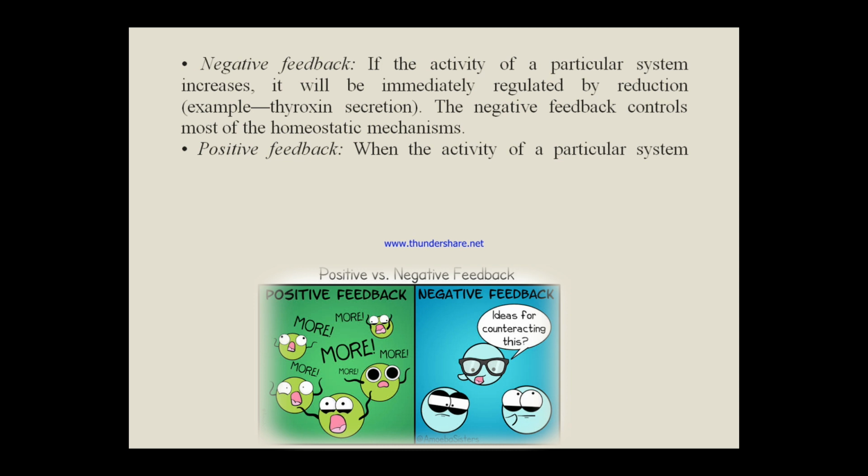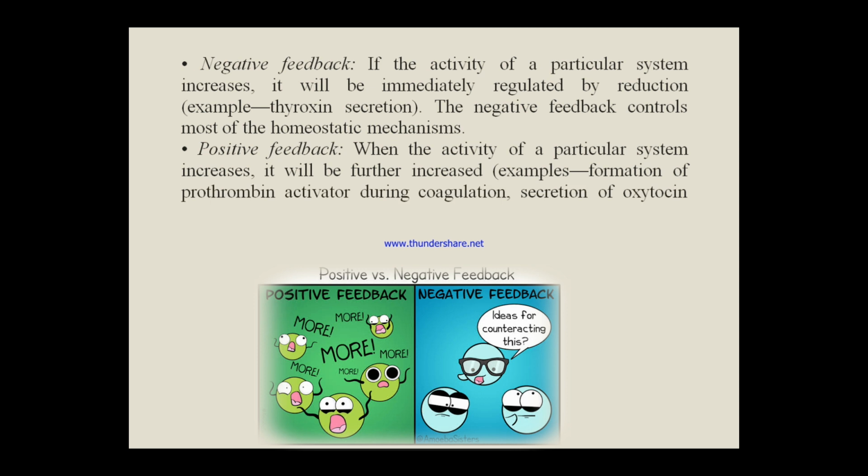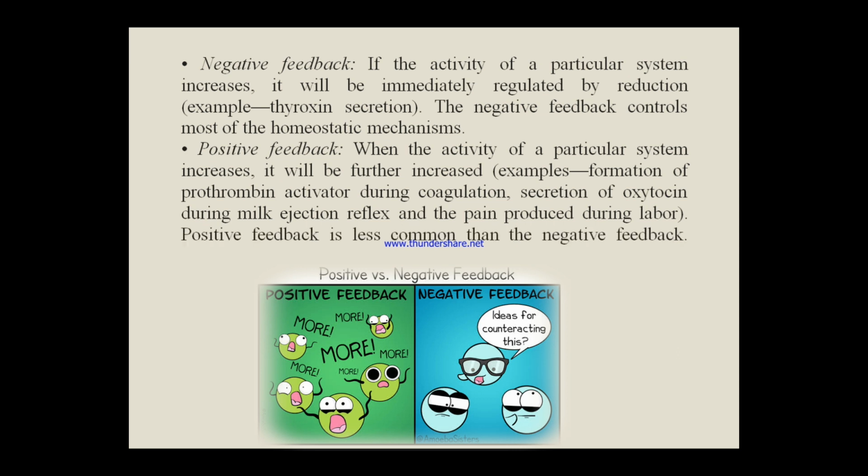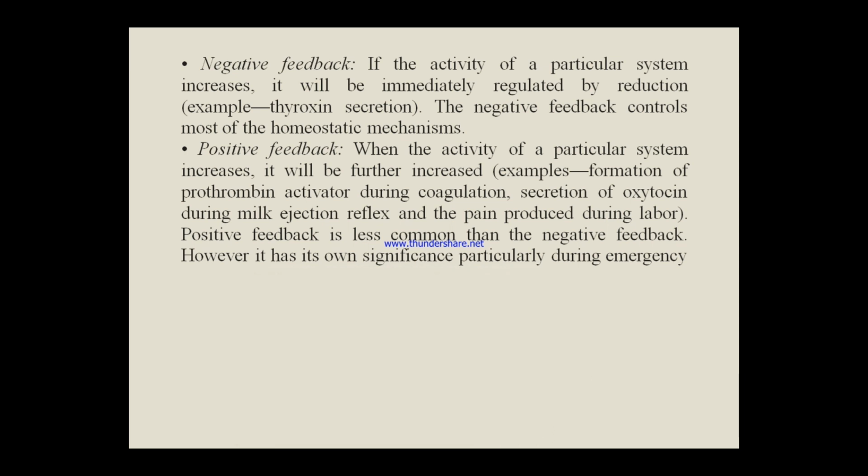Second is positive feedback. When the activity of a particular system increases, it will be further increased. Example, formation of prothrombin activator during coagulation, secretion of oxytocin during milk ejection reflex, and pain produced during labor. Positive feedback is less common than the negative feedback. However, it has its own significance, particularly during emergency. Friends, in short, we can say negative feedback is like brakes applied. Positive feedback will be like an accelerator.